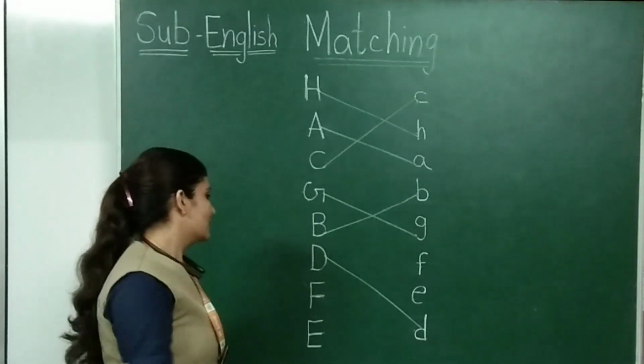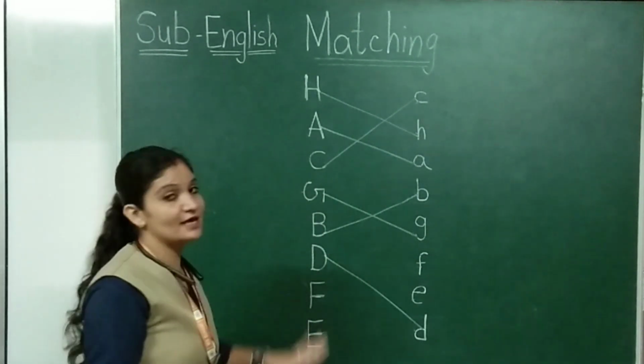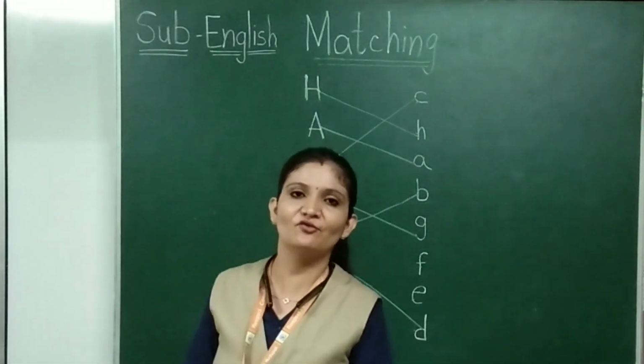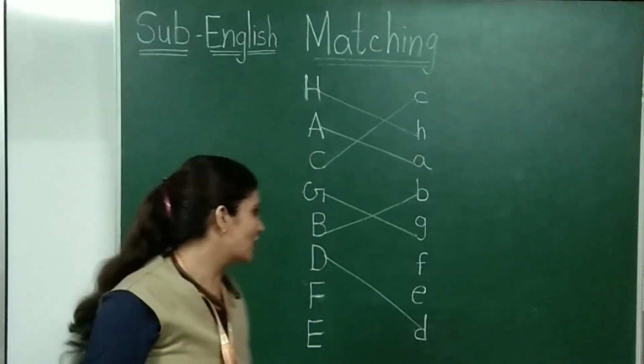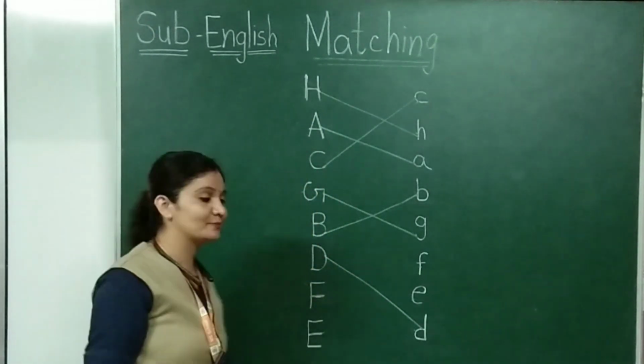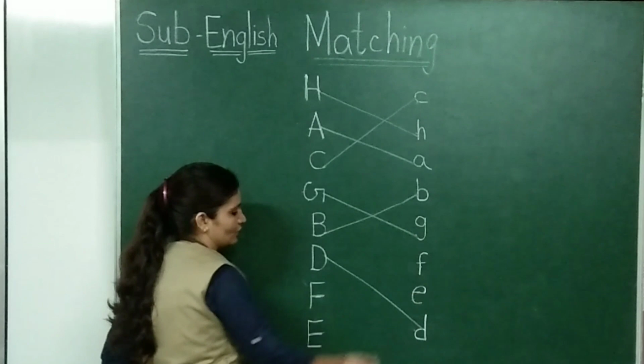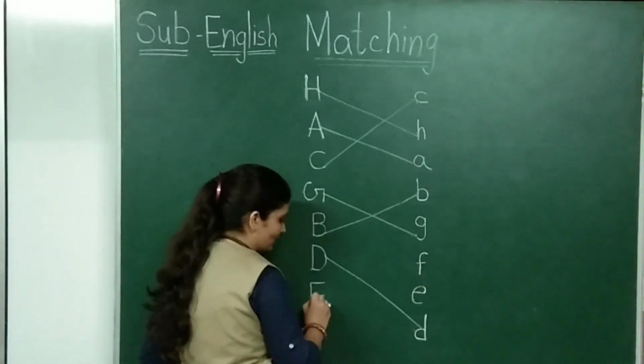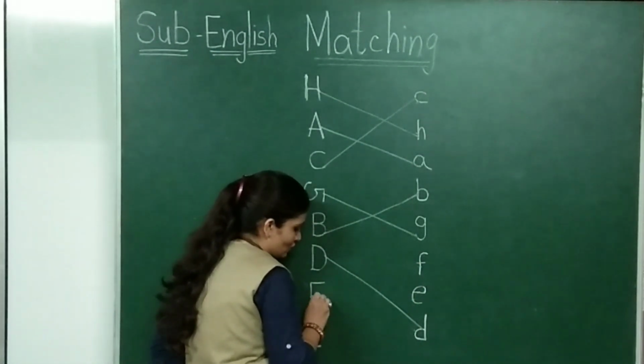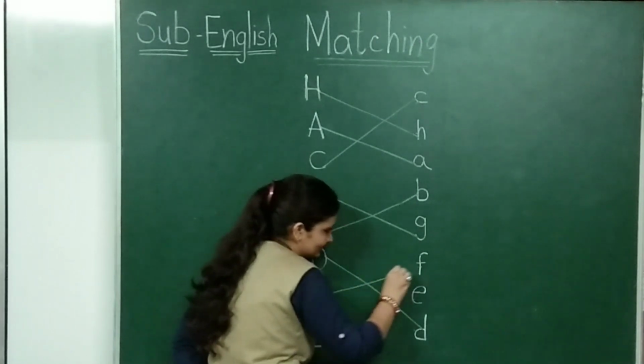Okay? Now, which letter is this? Yes, capital F. F for fish. Now, where is small f? This one? No. This one? Yes. Now, what we have to do? We have to draw one line.